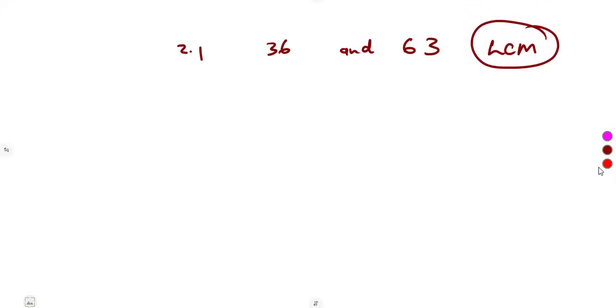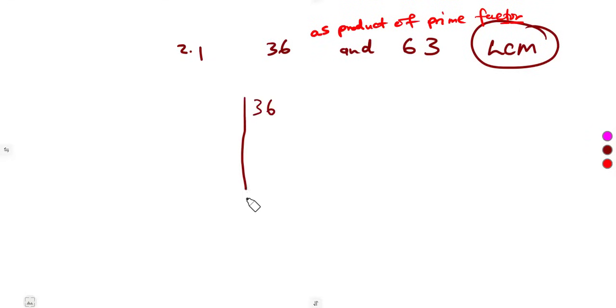So we're given two numbers there, 36 and 63, and we need to determine the LCM, the lowest common multiple. Remember, even if it was for the HCF, you were going to express these numbers as a product of their prime factors, from the ladder diagram concept. So let's start with our 36.